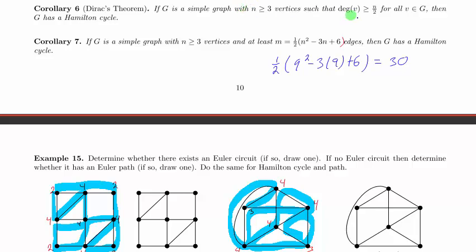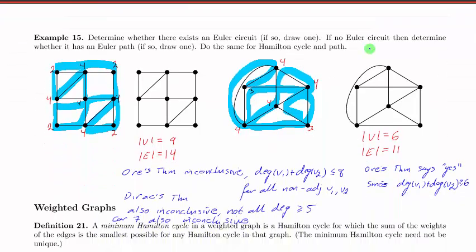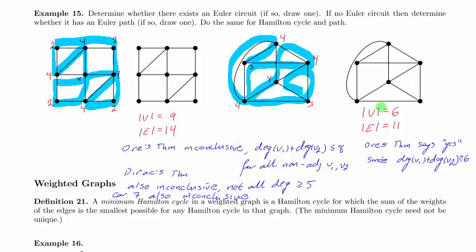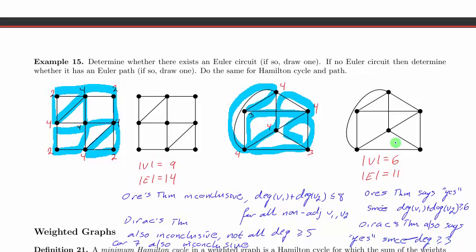Looking up at Dirac's theorem, are the degrees all greater than or equal to n over 2? Well, yes. We've got 6 vertices and all have degree 3 or greater. Degree greater than or equal to 3, so we would get one there.